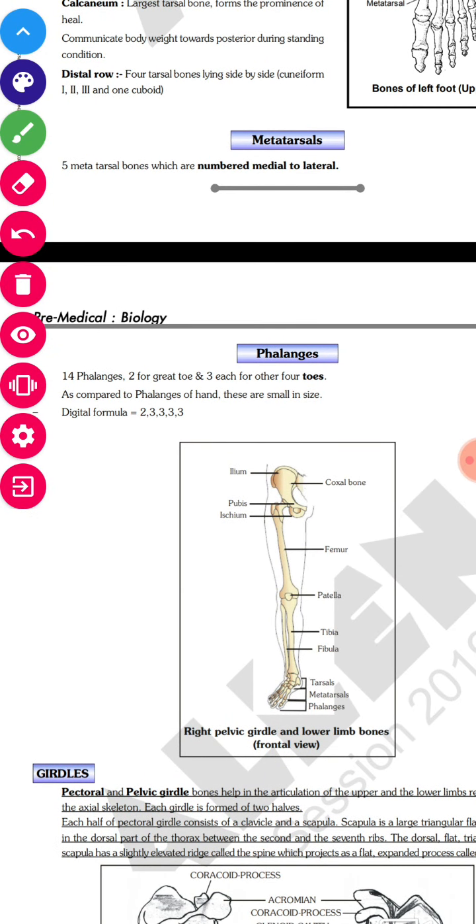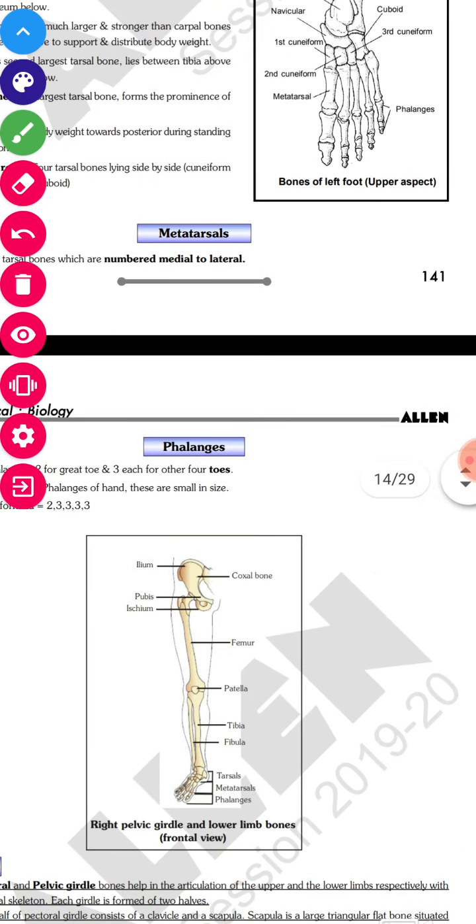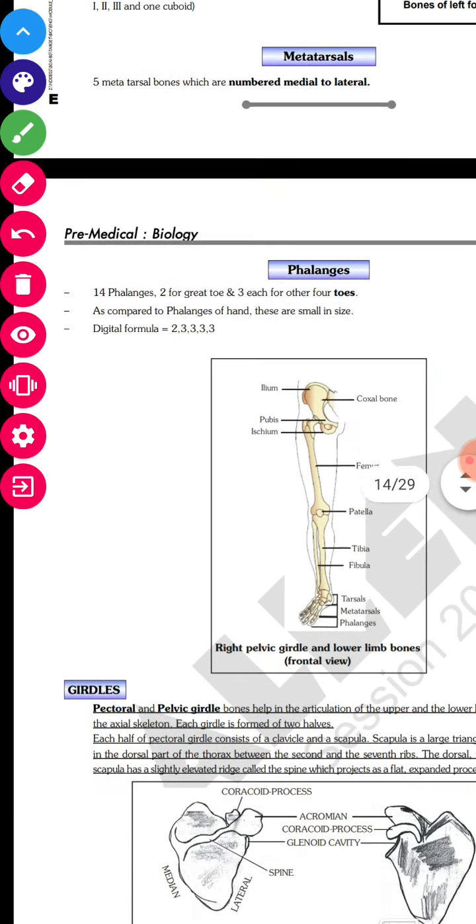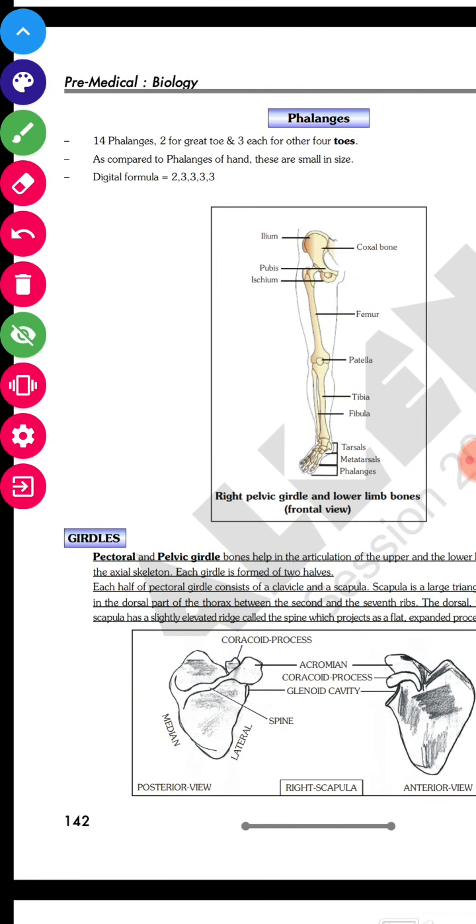Now metatarsals are what? 5 metatarsals are going to be there, and they are numbered differently. You don't have to remember the names of these, it is okay. Now phalanges, you know how many? 14 are going to be there. 2 for the great toe and 3 for each finger, so it comes out to be 14. As compared to phalanges of the hand, they are small in size, obviously.